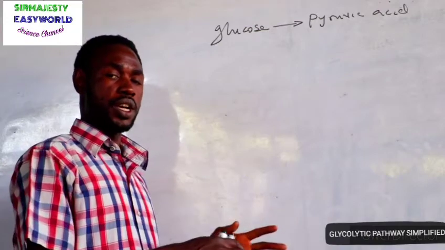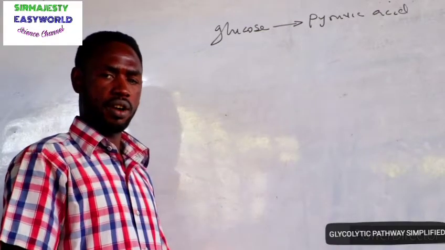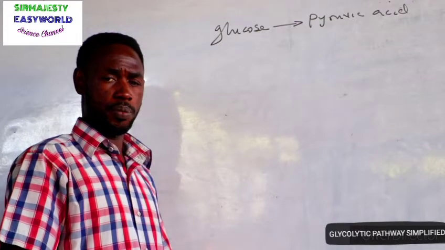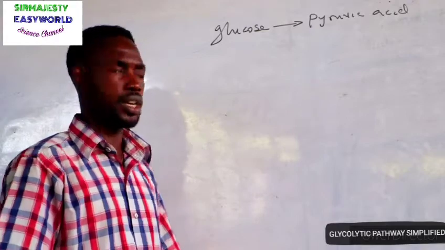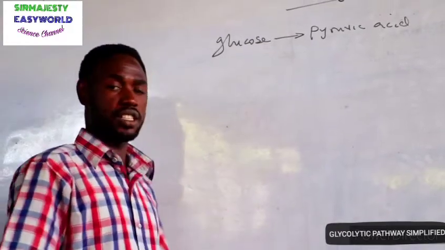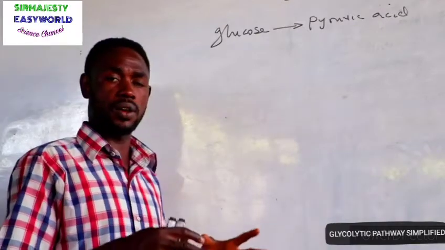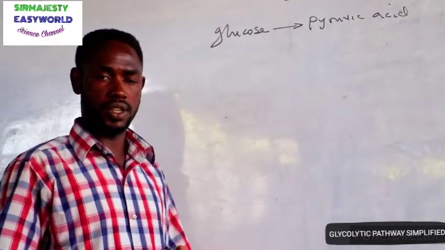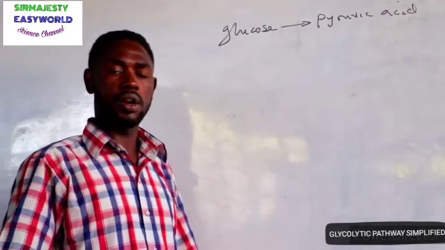Glycolysis is the only pathway by which glucose is degraded to yield energy. Remember, there are other uses of glucose in our body apart from providing energy, but glycolysis ensures that glucose is used to give us energy. Now, you should note this, that it occurs in the cytoplasm. So the enzymes that control glycolysis are found in the cytoplasm of a cell. And the end product of glycolysis is pyruvic acid, otherwise known as pyruvate.